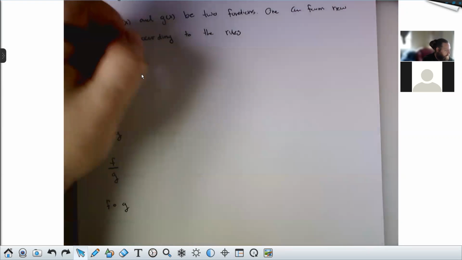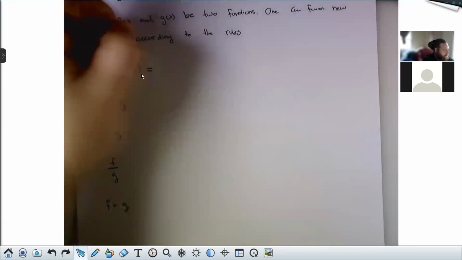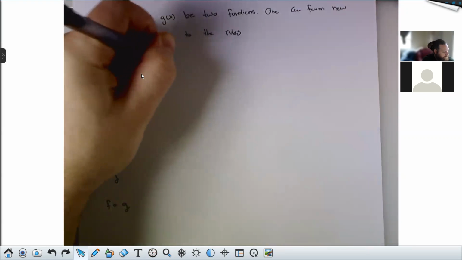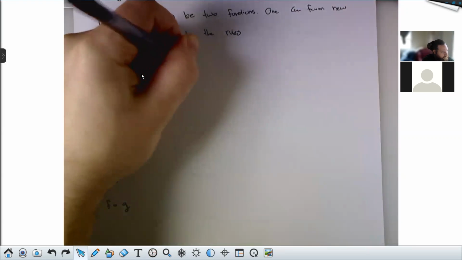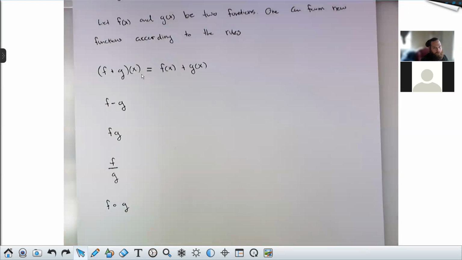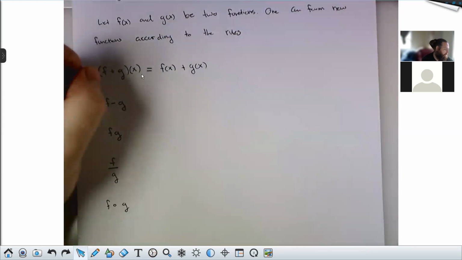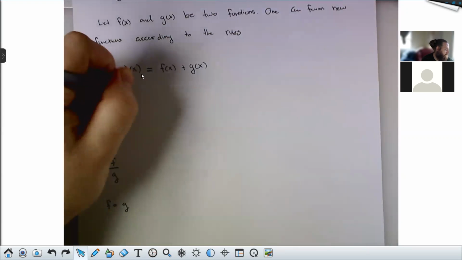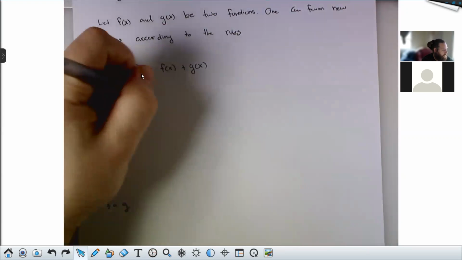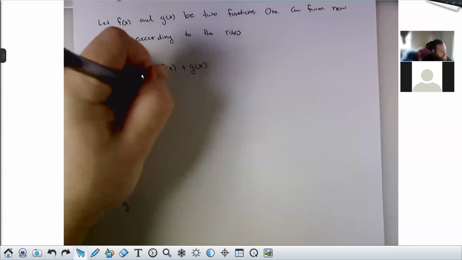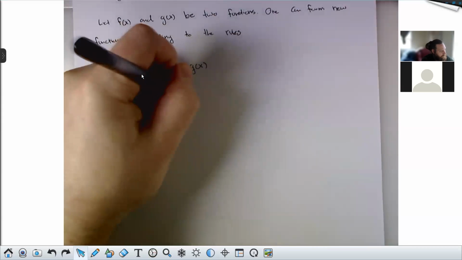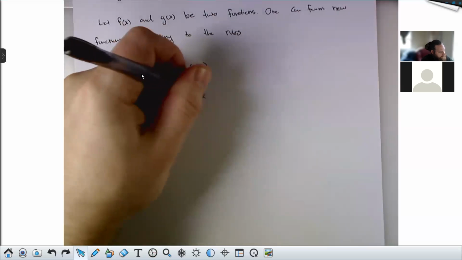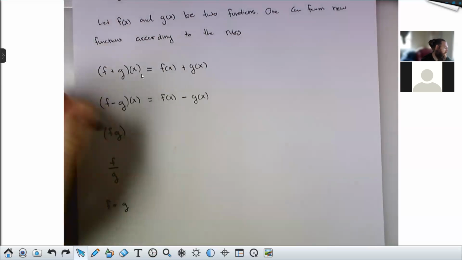And the rule is, how do you find f plus g of x? Well, you take f of x and you add it to g of x. Shocking, I know. We're going to do the analogous thing for all of these. So the function f minus g is defined by the rule f minus g of x is f of x minus g of x.